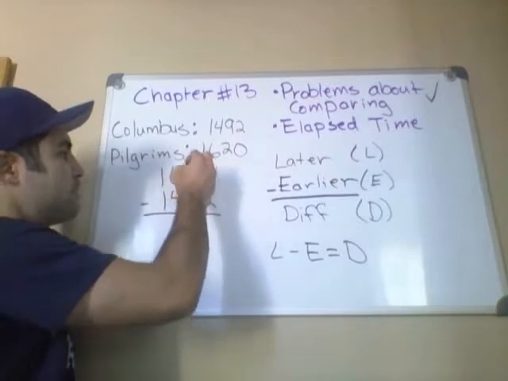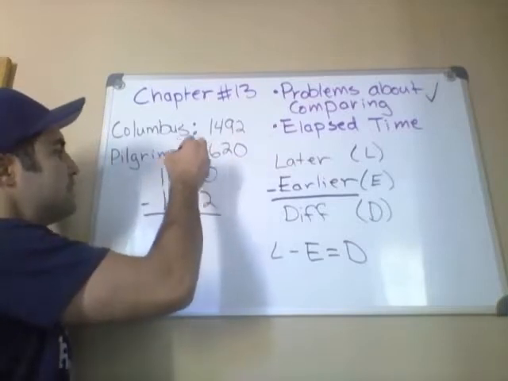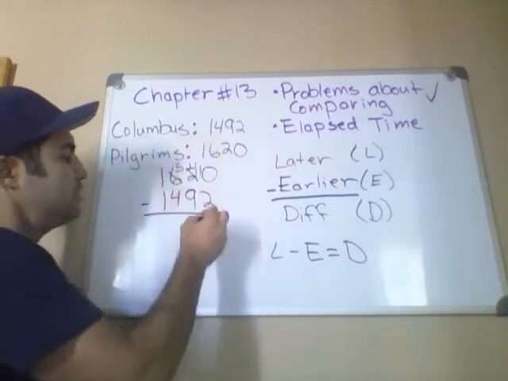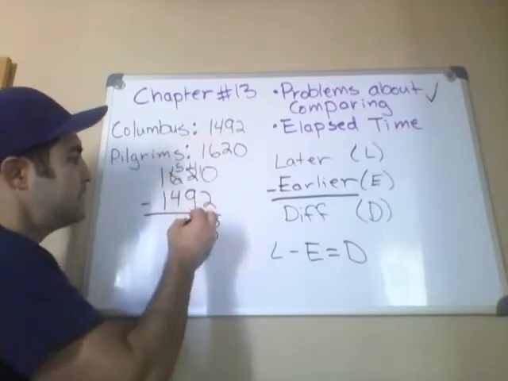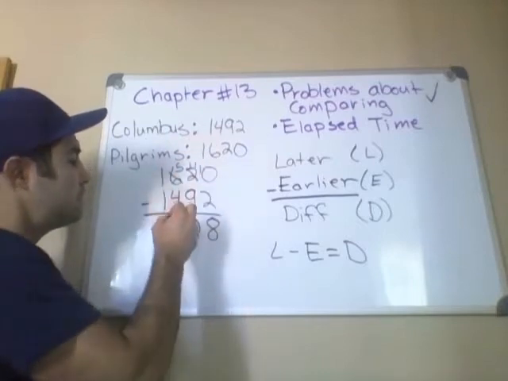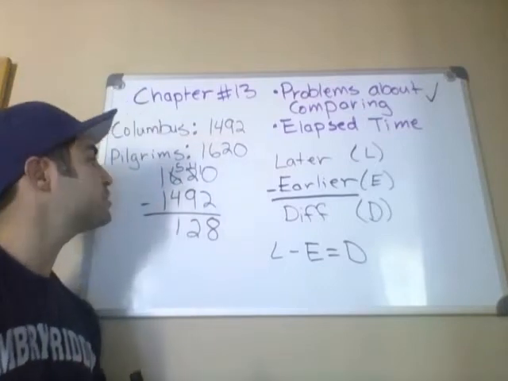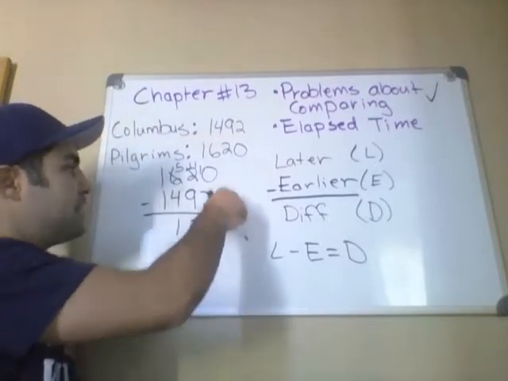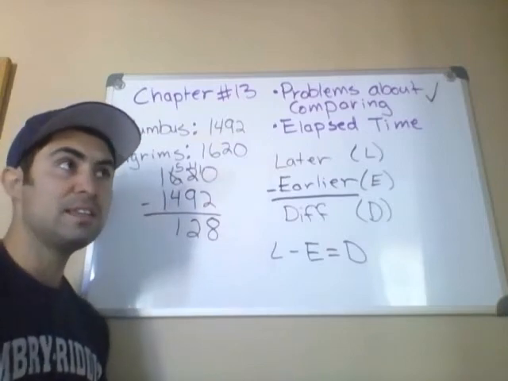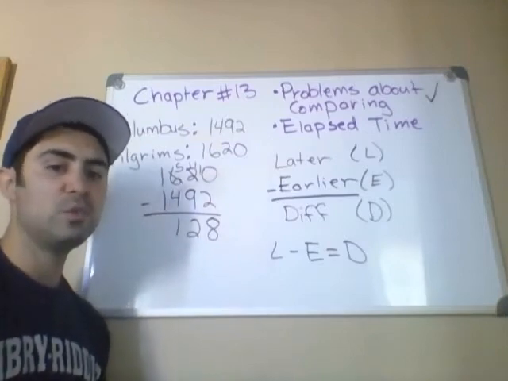So go ahead and do this problem real fast. This is going to be 5, it's going to be 11, 10, minus 9, 2, 5, 9. So it was 128 years from the time that Columbus came until the Pilgrims. That is a long time, 128 years.